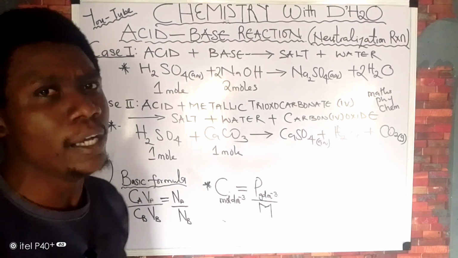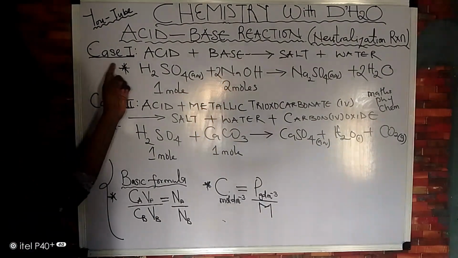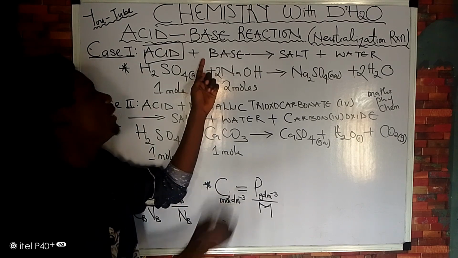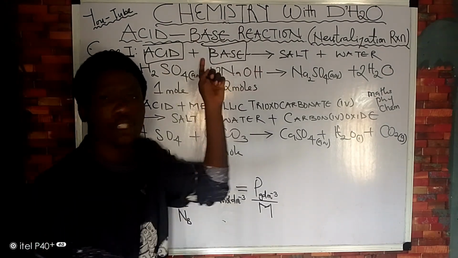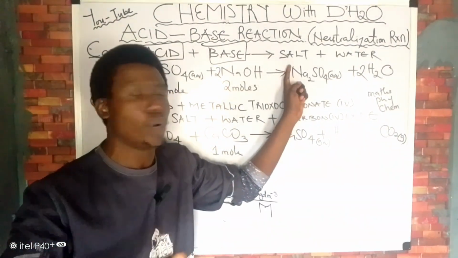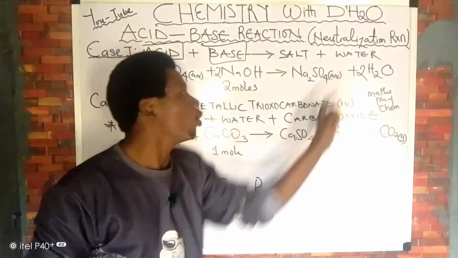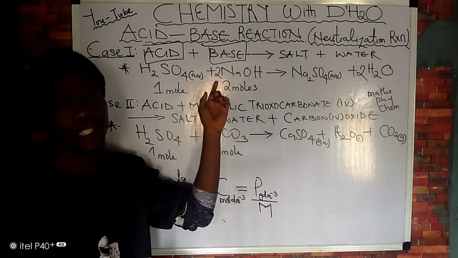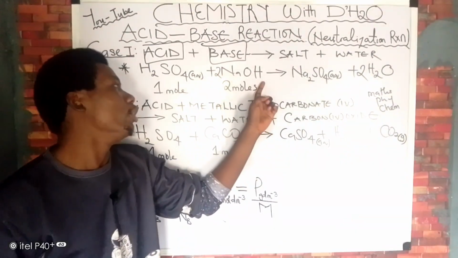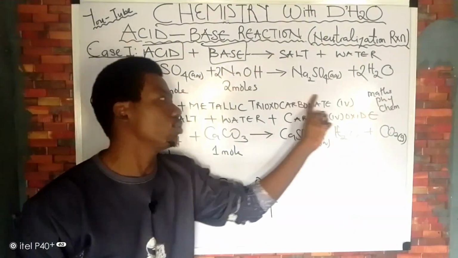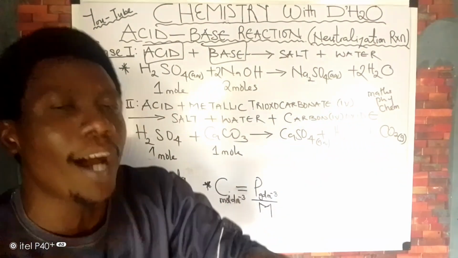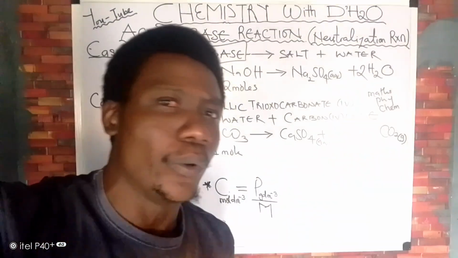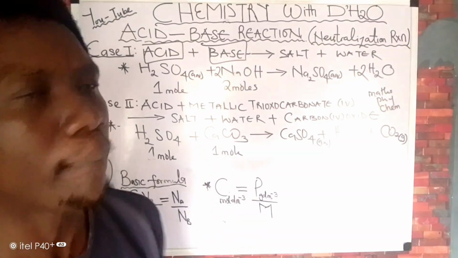Now, when we are solving problems involving acid-base reaction, there are two main cases that you have to consider. Case number one, when an acid reacts with a base. The product will be salt and water. So, if I have an acid like H2SO4 reacting with a base, which is sodium hydroxide, it will give us salt and water.